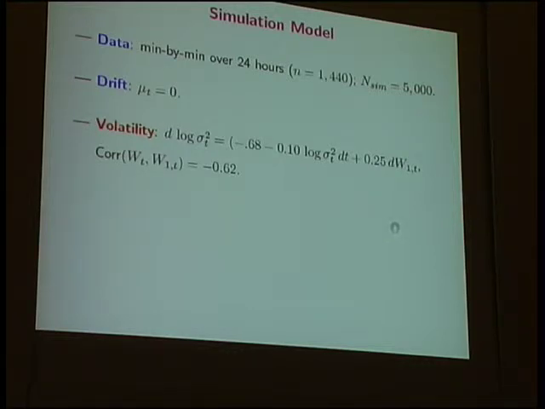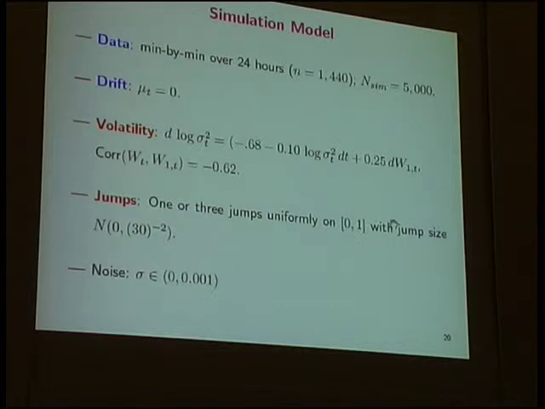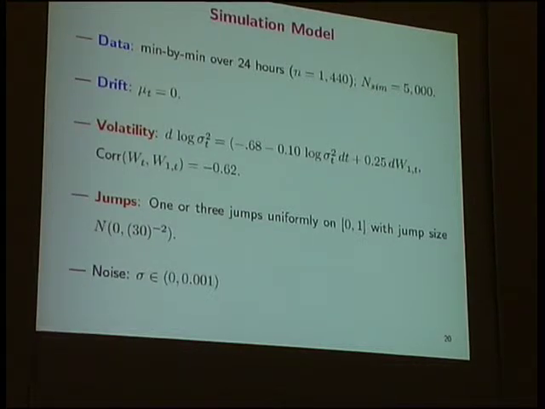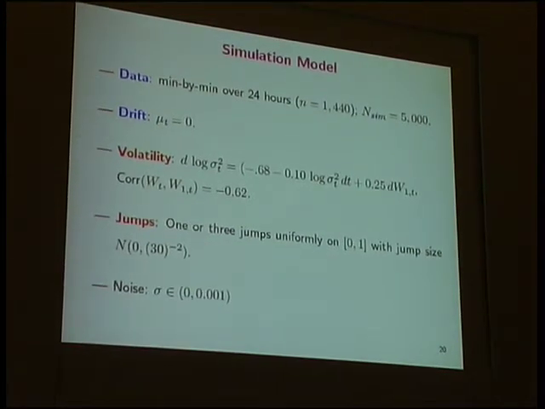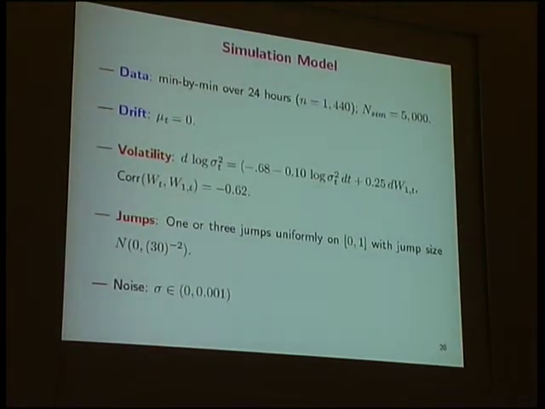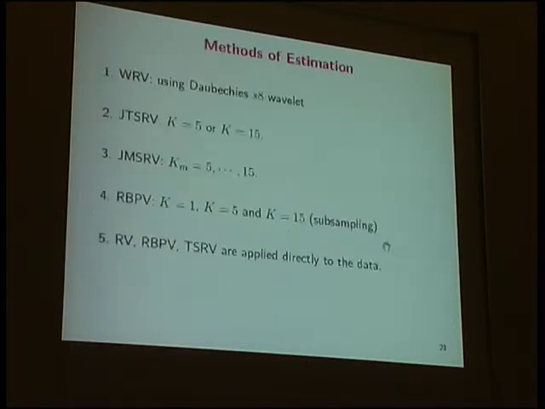So this is the generation, and then we add in jumps, 1 jump or 3 jumps, uniformly on 0 to 1. In other words, we are computing our estimator conditioning on having 1 jump in the price process, and conditioning on having 3 jumps in the price process. I also vary my microstructure noise level from 0 to 1 in 1,000.